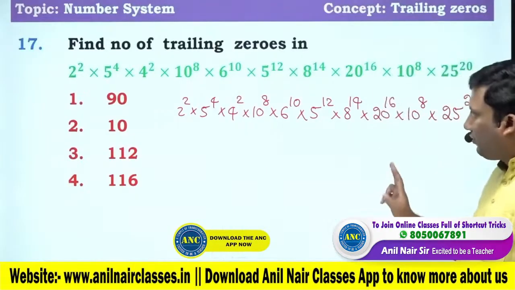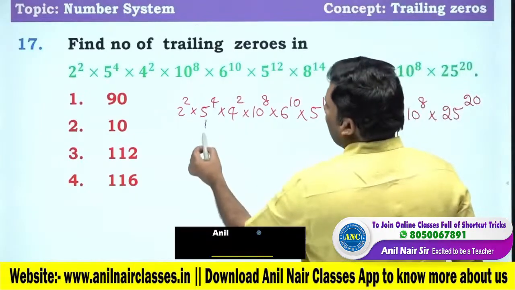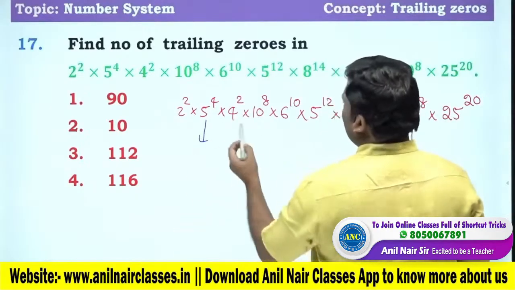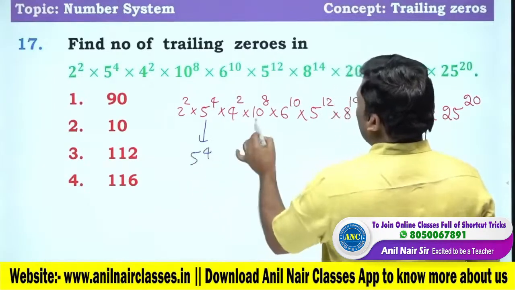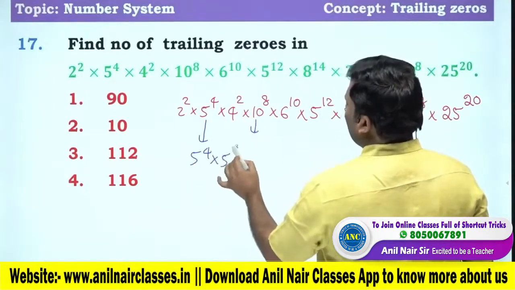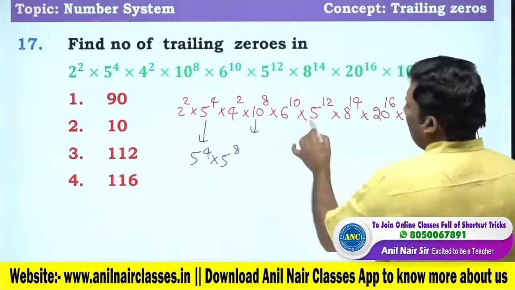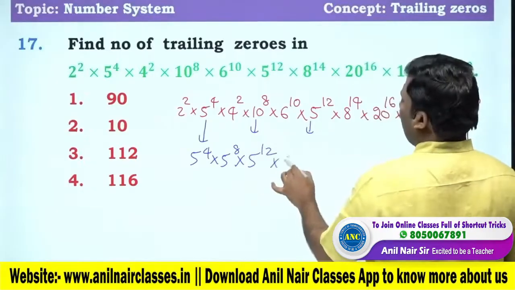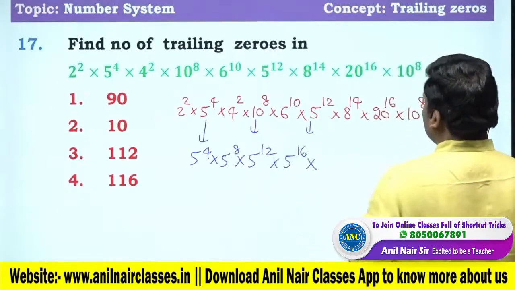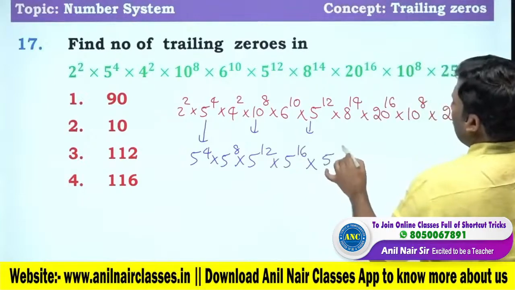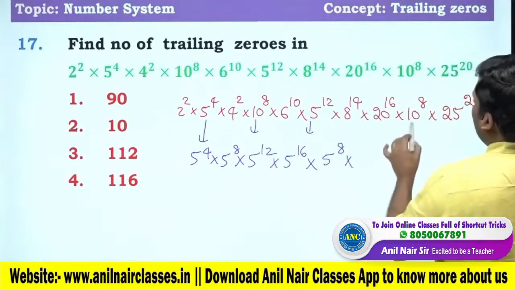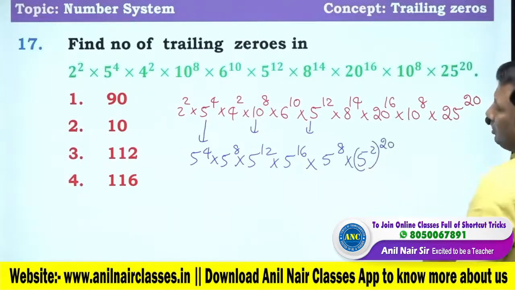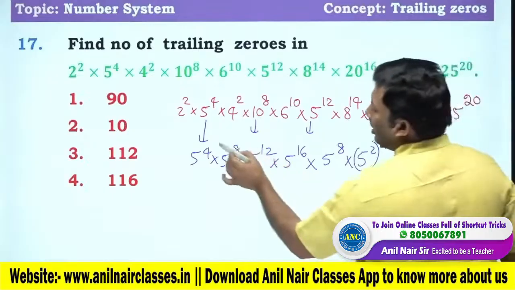First we will do it with 5. Here 5 power 4, so we got 5 power 4. Here 10 power 8, that means another 5 power 8 we can get. Here it is 5 power 12. Here it is 20 power 16, it is 5 power 16. 10 is 5 into 2 power 8, so 5 power 8. Here it is 25, 5 square power 20. That means totally, how many is the highest power of 5?